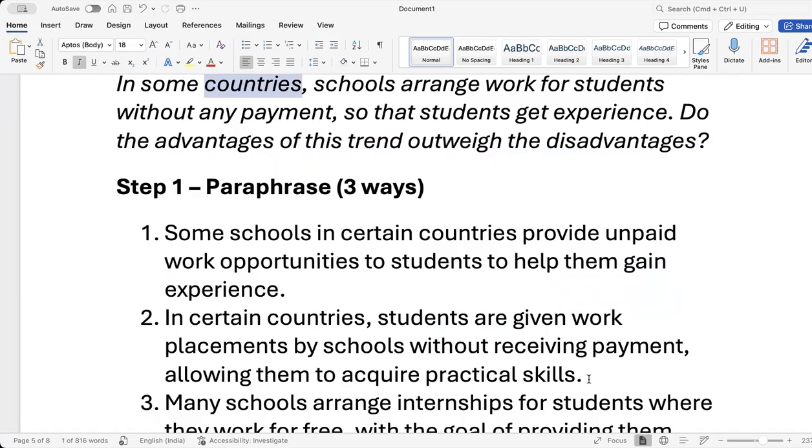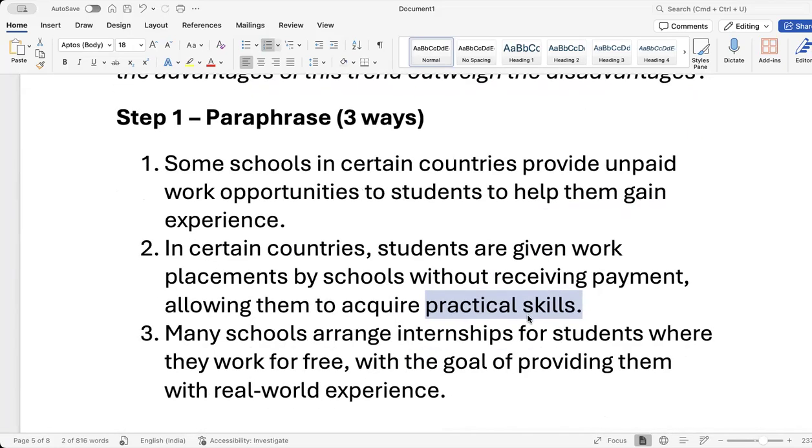So, experience is what? Practical skills. Why do I need to write the word experience? I can write they can get taught to acquire practical skills. Similarly, I knew this word internships, so I would use that. Many schools arrange internships for students where they work for free with the goal of providing them with real world experience.